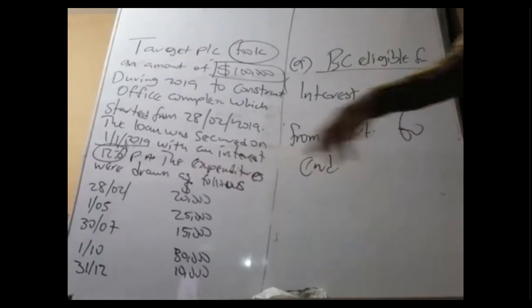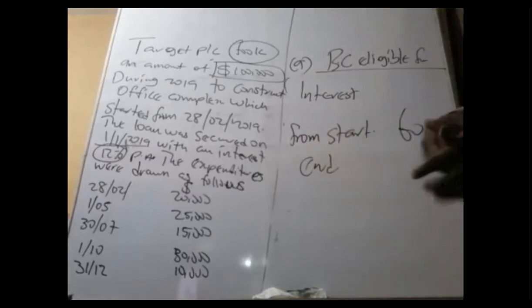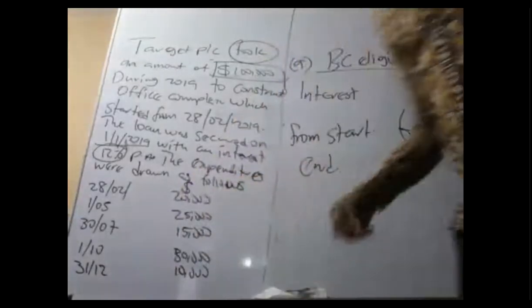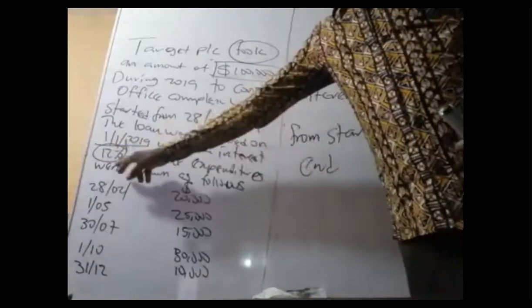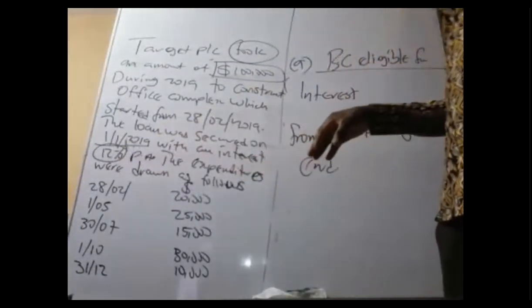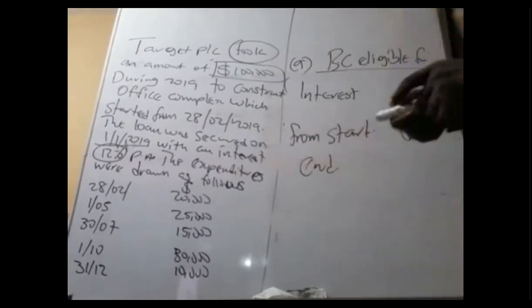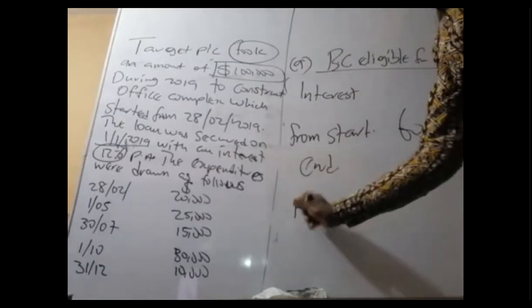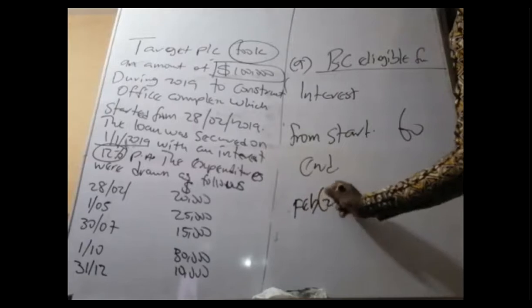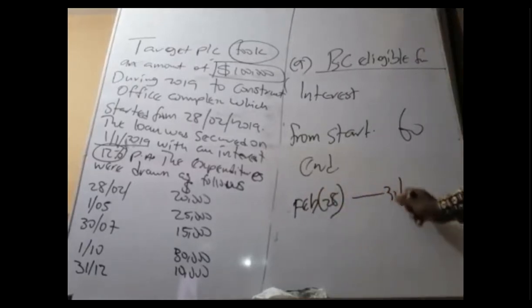Have you seen here? One of the footnotes stated that the construction ended on 31st December 2019. But the construction started from when? 28th February 2019. So that means the construction started from 28th February up to 31st December 2019.